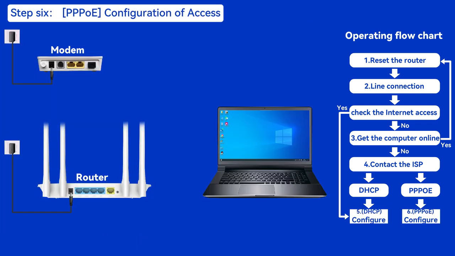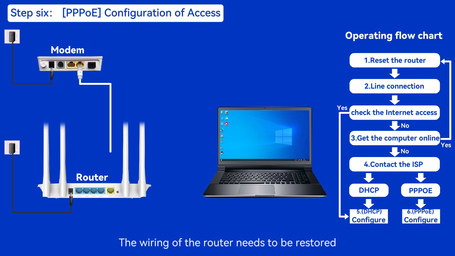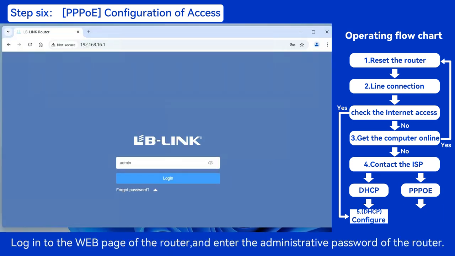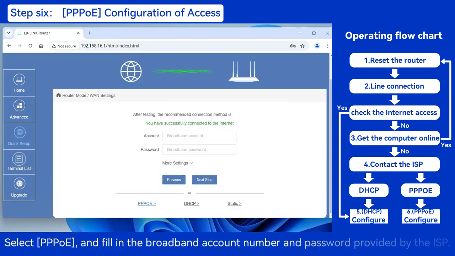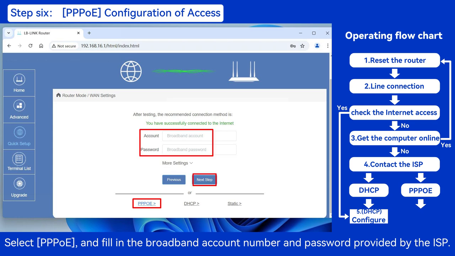Step 6. PPPoE configuration of access. The wiring of the router needs to be restored. Log into the web page of the router and enter the administrative password of the router. Select PPPoE and fill in the broadband account number and password provided by the ISP.